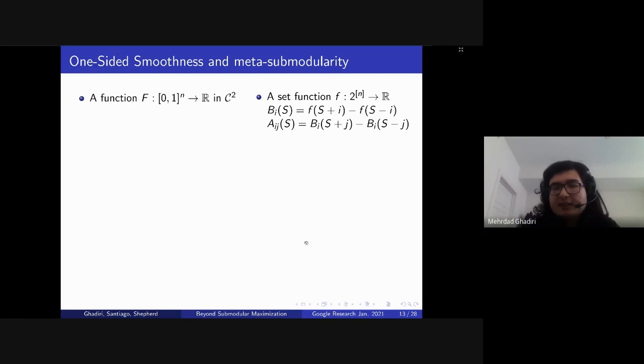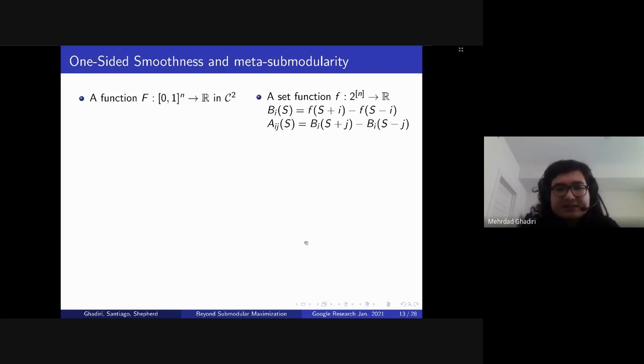This is exactly like defining marginal gain for the marginal gain. This is like the second derivative, the second discrete derivative, of the function. And you might note that we can define submodular functions as functions where A_ij(S) is less than or equal to 0 for any i, j, and S.